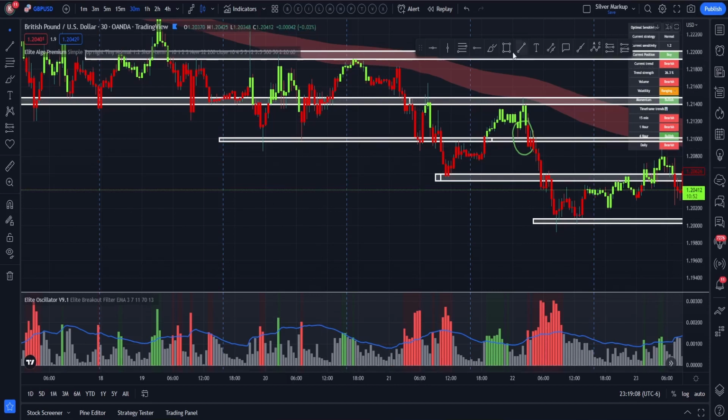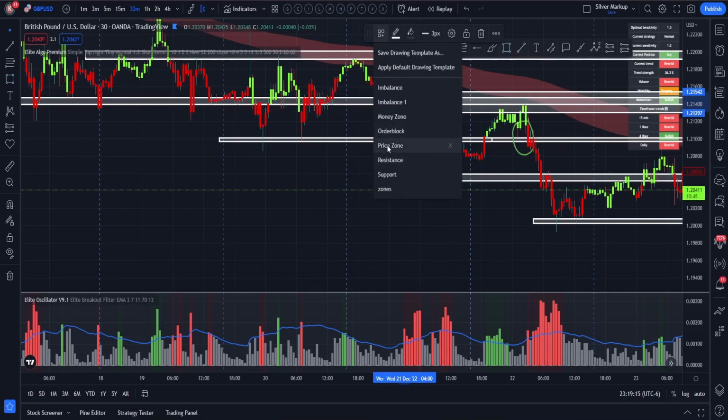Let me identify it. So this candle here. Let's look at, let's do support.